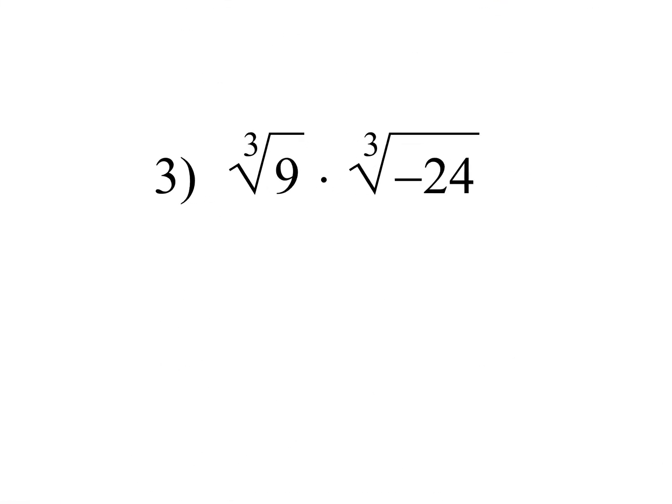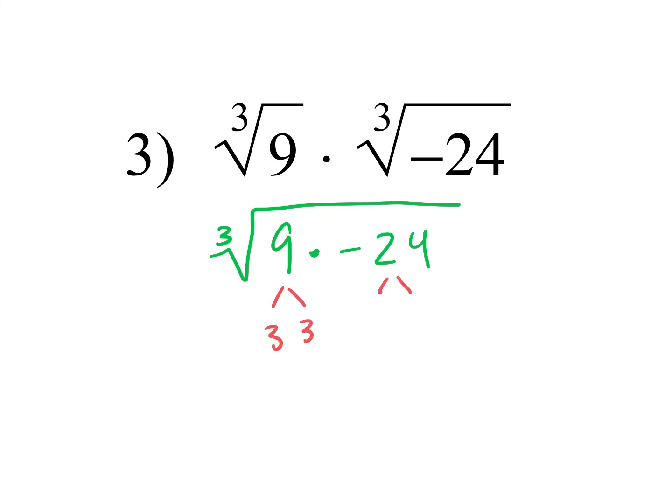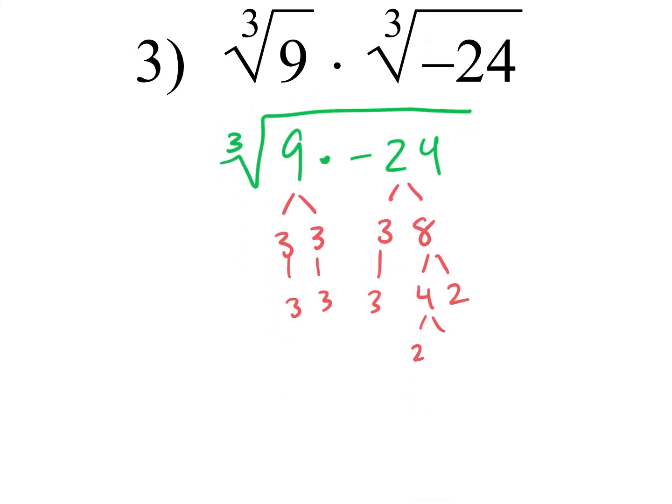So let's look at number 3. Can I combine these together? Yeah, so it would be 9 times -24. What are factors of 9? 3 and 3, and factors of 24? 3 and 8. And what are 2 factors of 8? And then 2 factors of 4? 2 and 2.